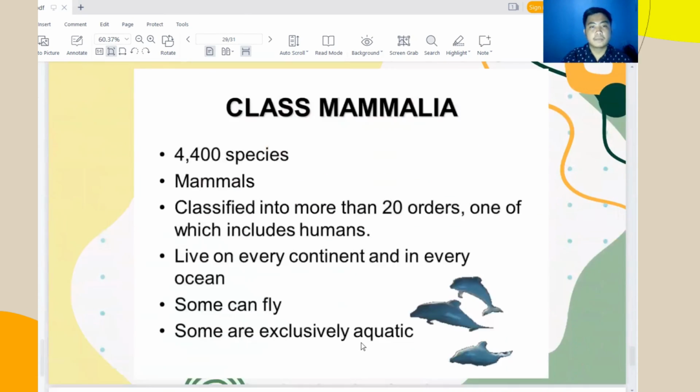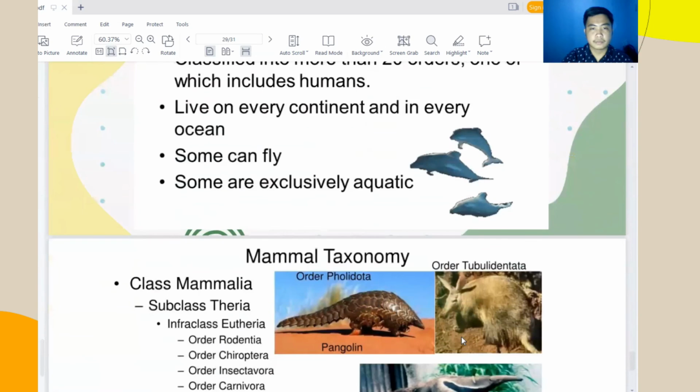Class Mammalia, 4,400 species, mammals classified into more than 20 orders. One of them includes humans. They live on every continent and in every ocean. Some can fly, some are exclusively aquatic.